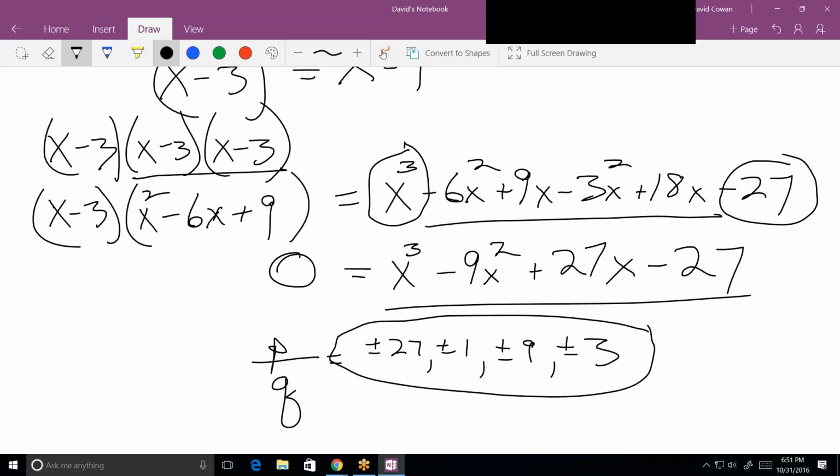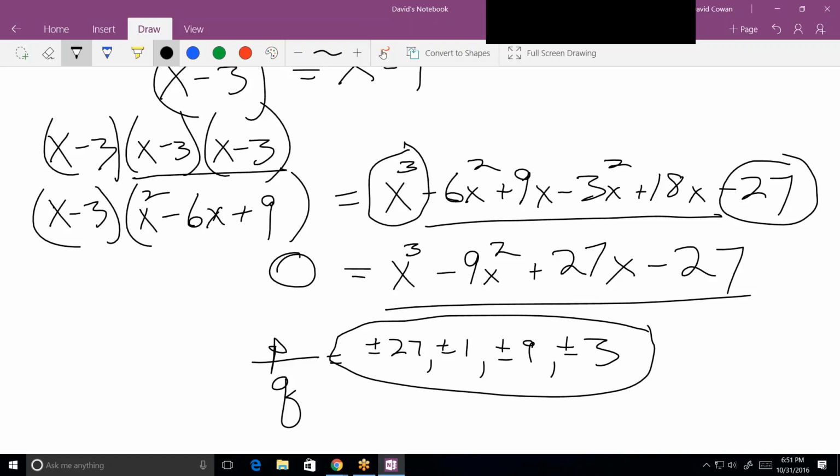Once you get a 0 remainder, that means the term that you divided by is a 0. And as soon as you have one 0, then you reduce everything else to a quadratic. And once you get it down to a quadratic, then you can always use the quadratic formula.